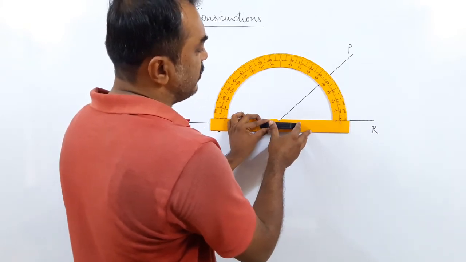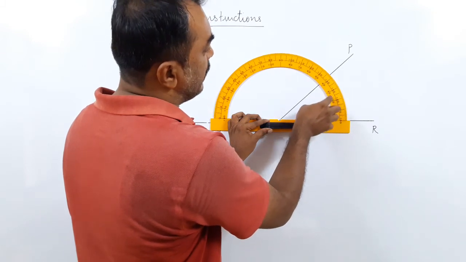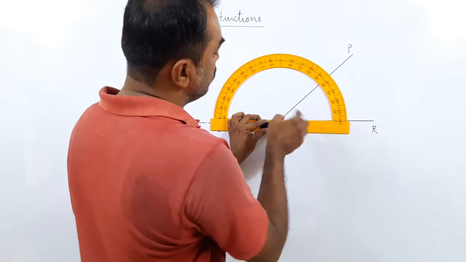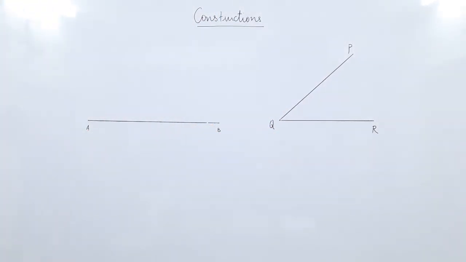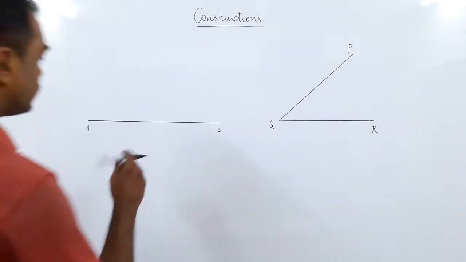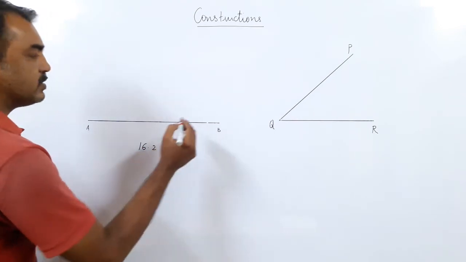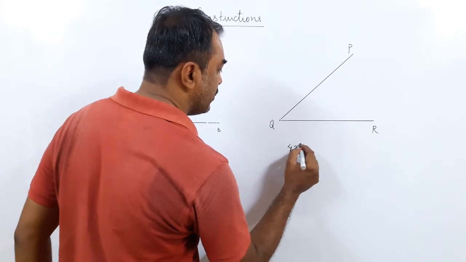When I place it, this is 0, this is 40, you have to see the inner one, 0, 10, 20, 30, 40, and here you can see 41, 42, 43. So this angle is 43. By the construction, what I have done here, I have drawn a line segment of 16.2 centimeter. You can see it's not actually centimeter but to scale 16.2, and this angle is 43 degree.